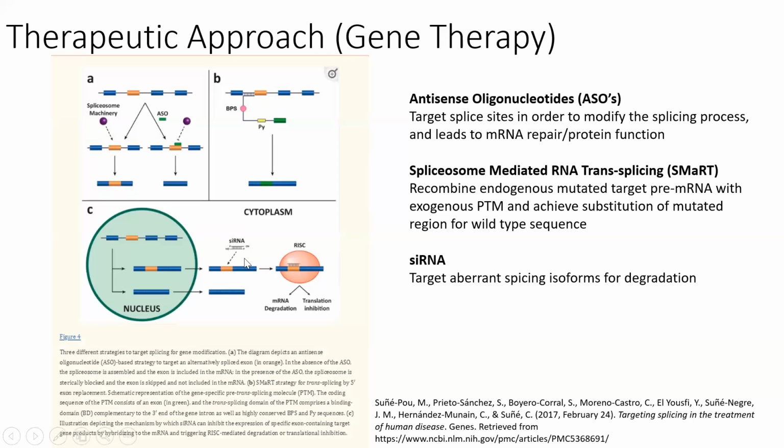And this is shown in part C, and it's basically showing that the siRNAs are targeting aberrant splicing isoforms, and it's promoting the degradation of these incorrect splicing events that occurred.